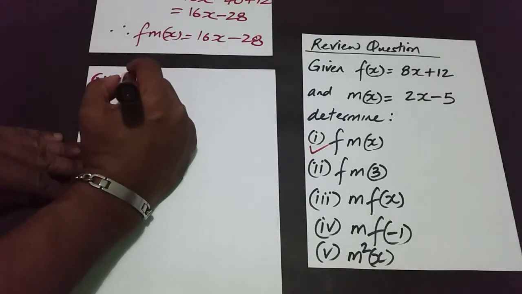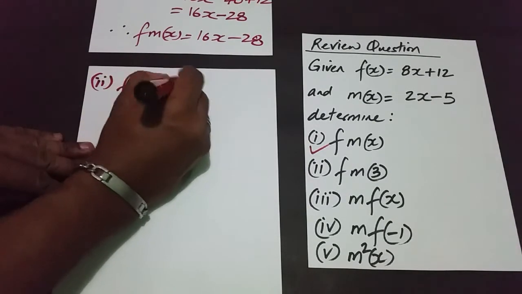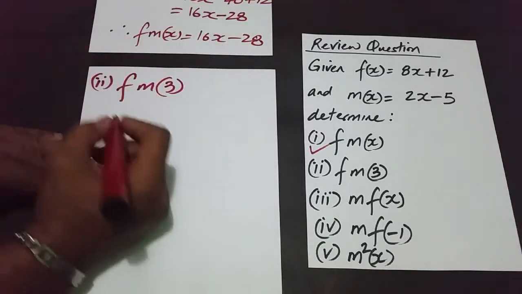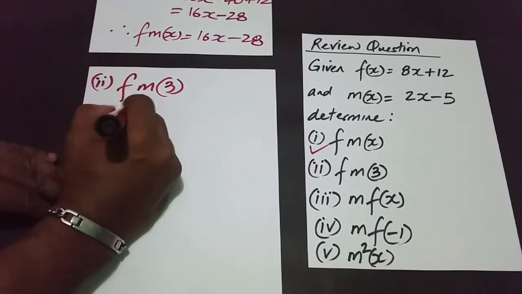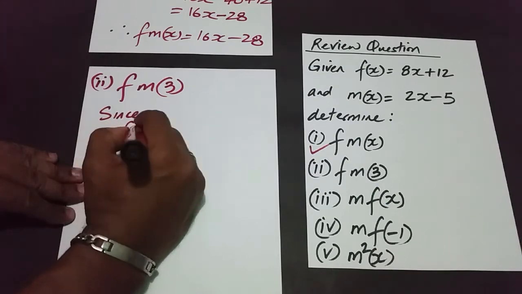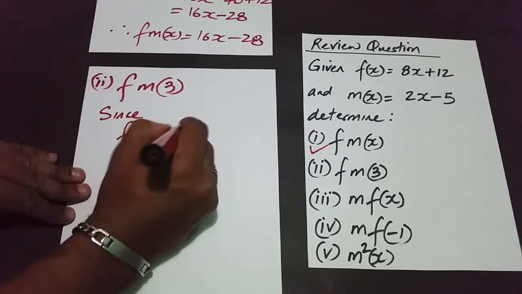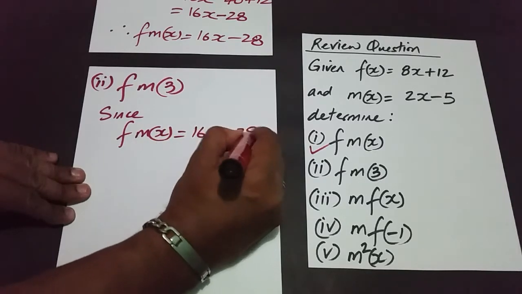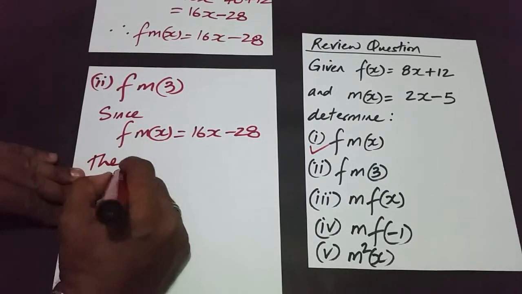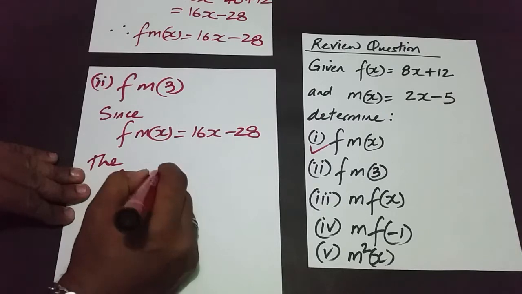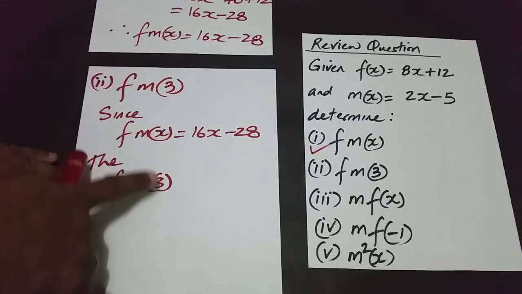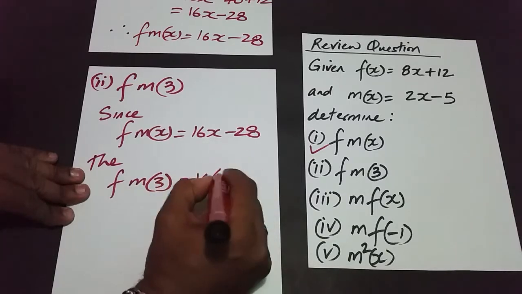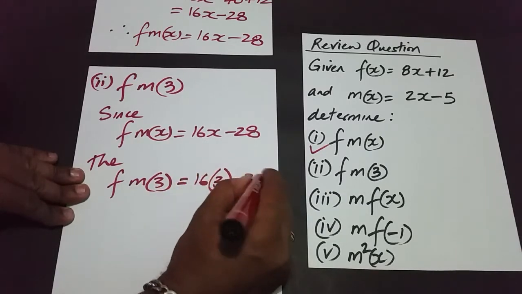So we're finding f of m of 3, and we need this to find f of m of 3 if you're using the first method. Since f of m of x, which is what we found in part 1, is equal to 16x minus 28, then f of m of 3 means we're simply replacing x with 3 inside here. So it's going to be equal to 16 times 3 minus 28.